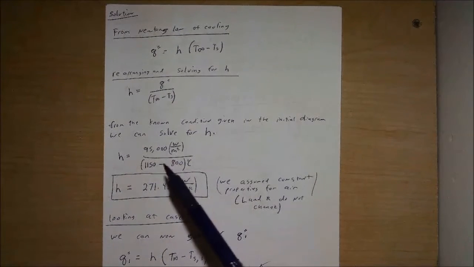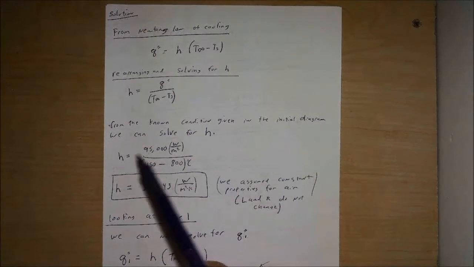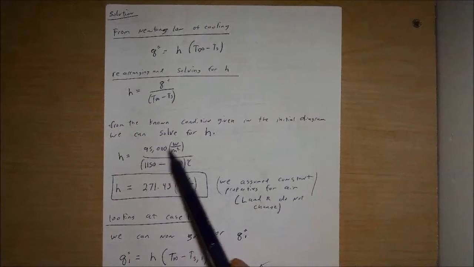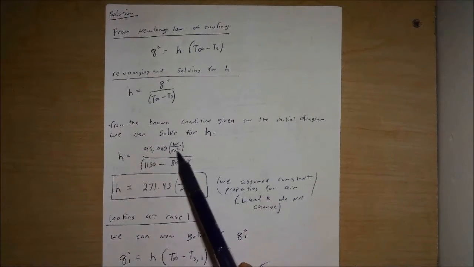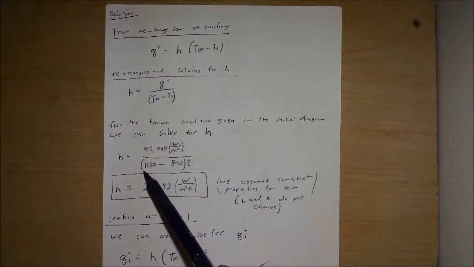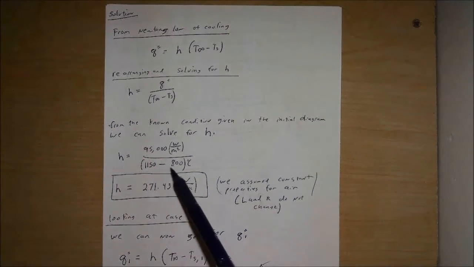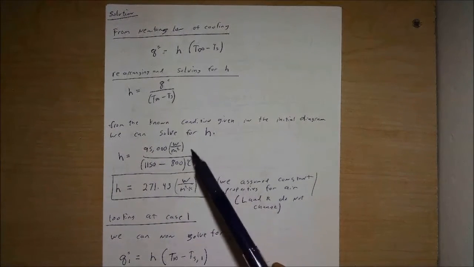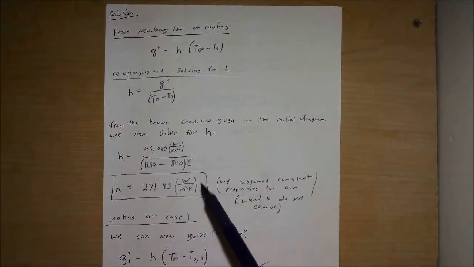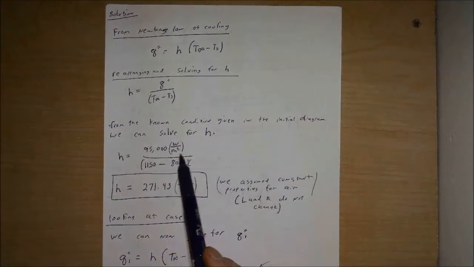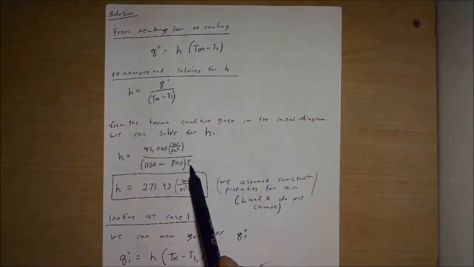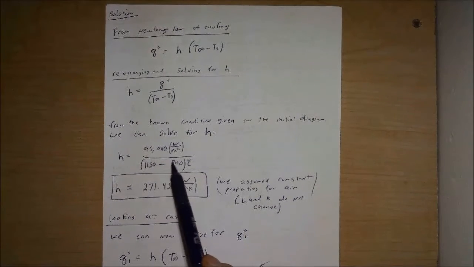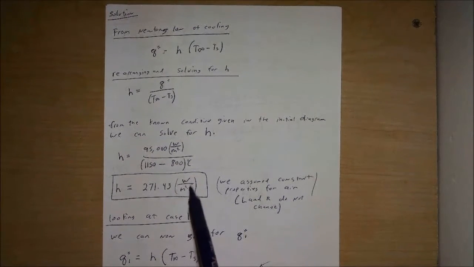So we'll do this here. We'll plug this in for this case here. h is equal to our 95,000 watts per meter squared. The temperature difference here is 1,150 minus 800 degrees Celsius. We do this out here, and one thing we want to note is that our units in the end are going to have a K in it. This has a C. You can do the conversion, but the difference of the two will be the same, whether it's C or K. We can do the conversion in the end.